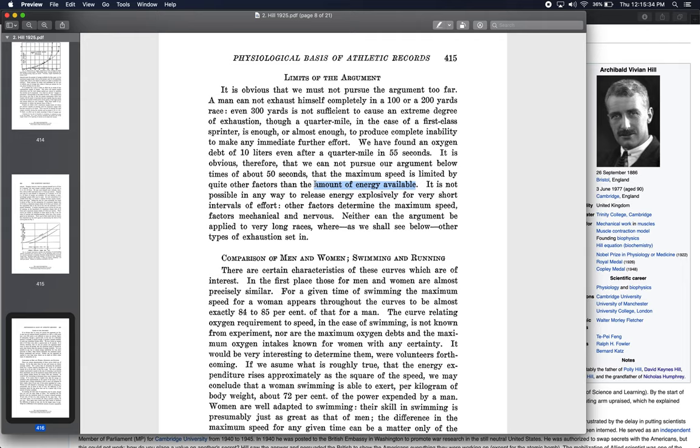For shorter events, for efforts shorter than about 50 seconds, like the 100 meter dash, for a very fast person we'd be talking about 10 seconds. For a slow person, about 20 seconds. For the 200 meter dash, maybe 20 seconds for a fast person, 30, 40 seconds for a slow person. So kind of short sprints here. There, we're not going to be limited by the amount of energy available.